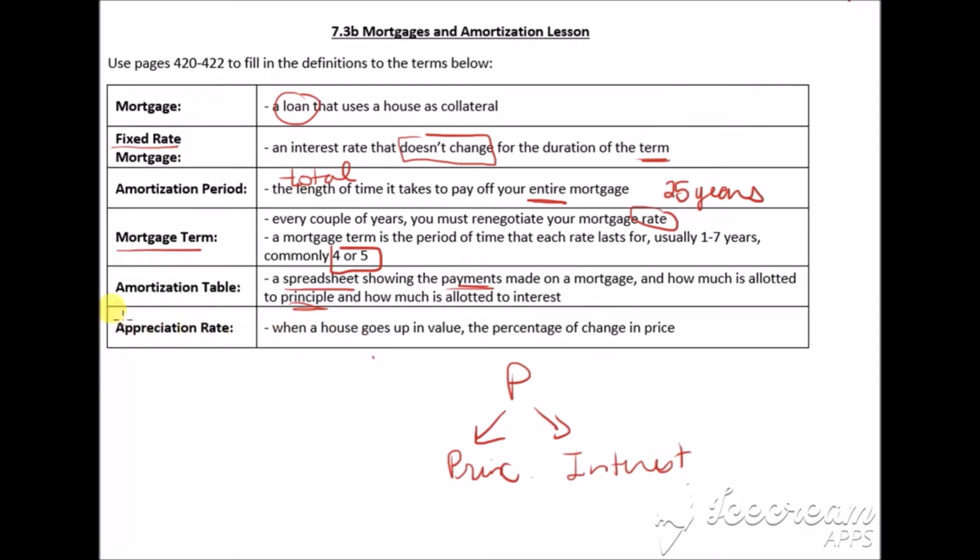And then appreciation rate. A lot of people know what depreciation is. Appreciation is actually just going up in value. So when a house goes up in value, and when we talk about rate, we talk about percentage, right? Rate, percentage, it's like a fraction. This is the percentage of the change in price.